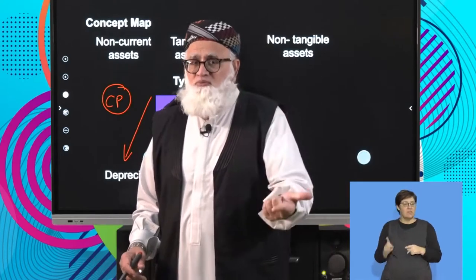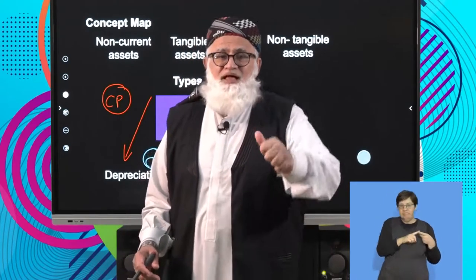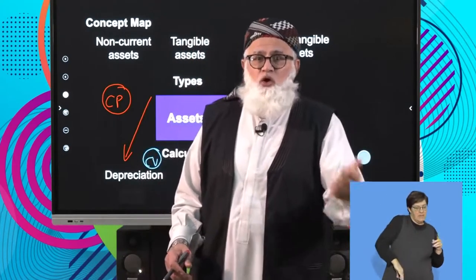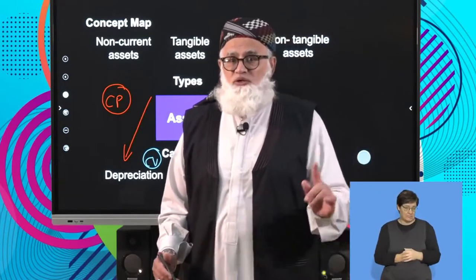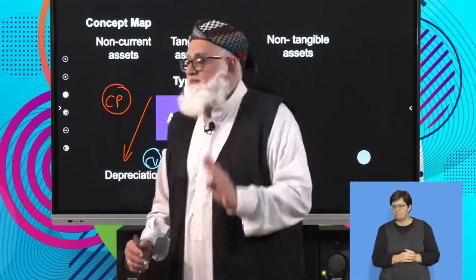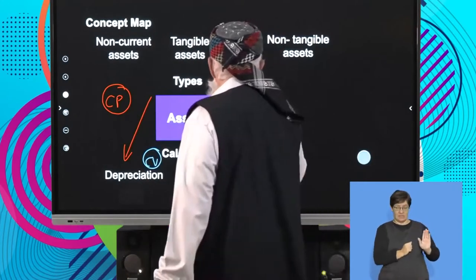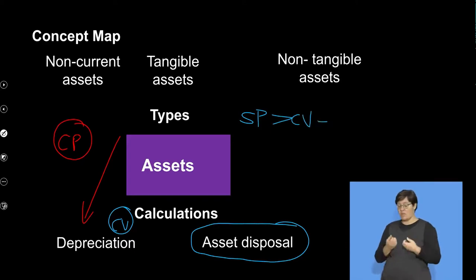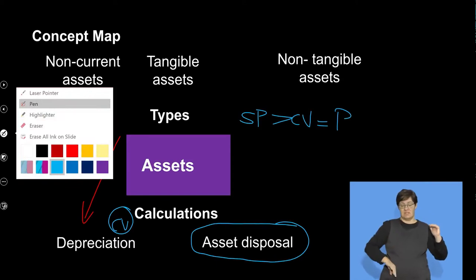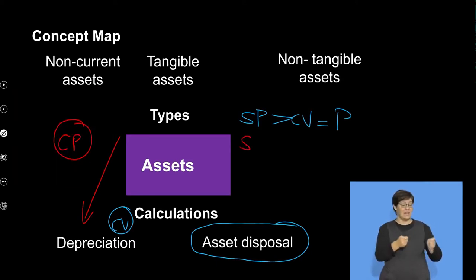One of two possibilities: one, either a profit on sale of asset, or two, a loss on sale of asset. Okay, what do we remember? That if our selling price is greater than our carrying value, we're going to get a profit. That's right. And if our selling price is less than our carrying value, we're going to get a loss. Okay.